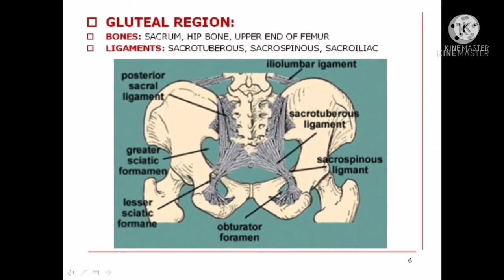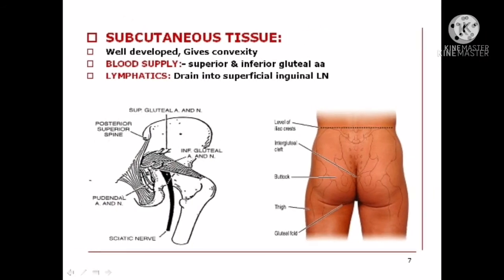The gluteal region. The bones of the gluteal region are the sacrum, the hip bone, and the upper end of the femur. The ligaments are the sacrotuberous, sacrospinous, and sacroiliac ligaments, as these are all shown in this particular diagram. The subcutaneous tissue of the gluteal region.